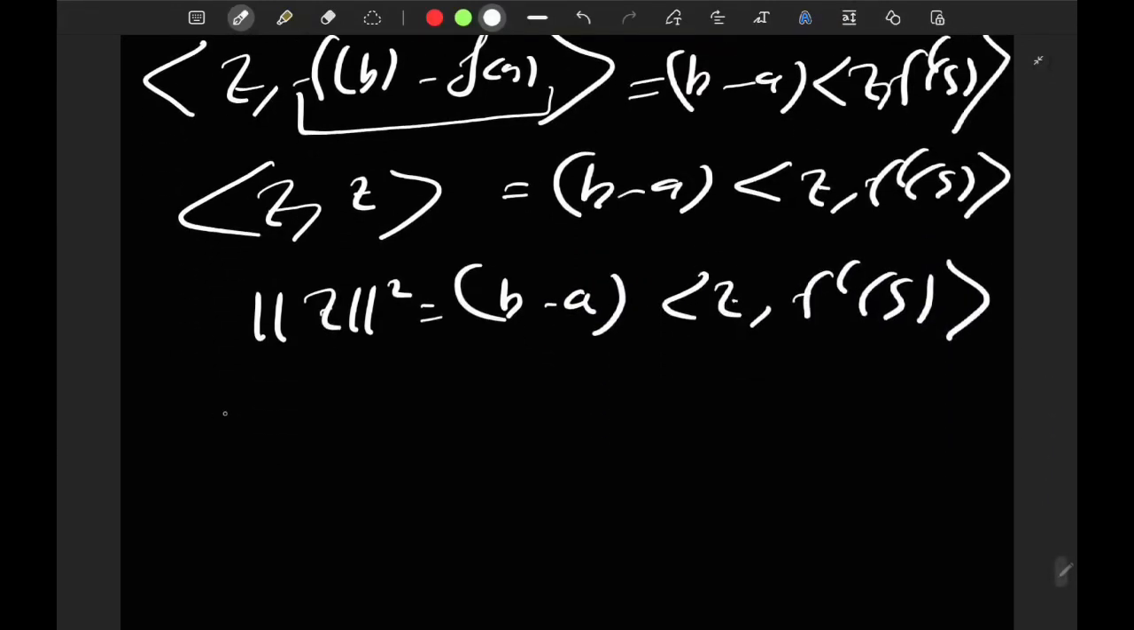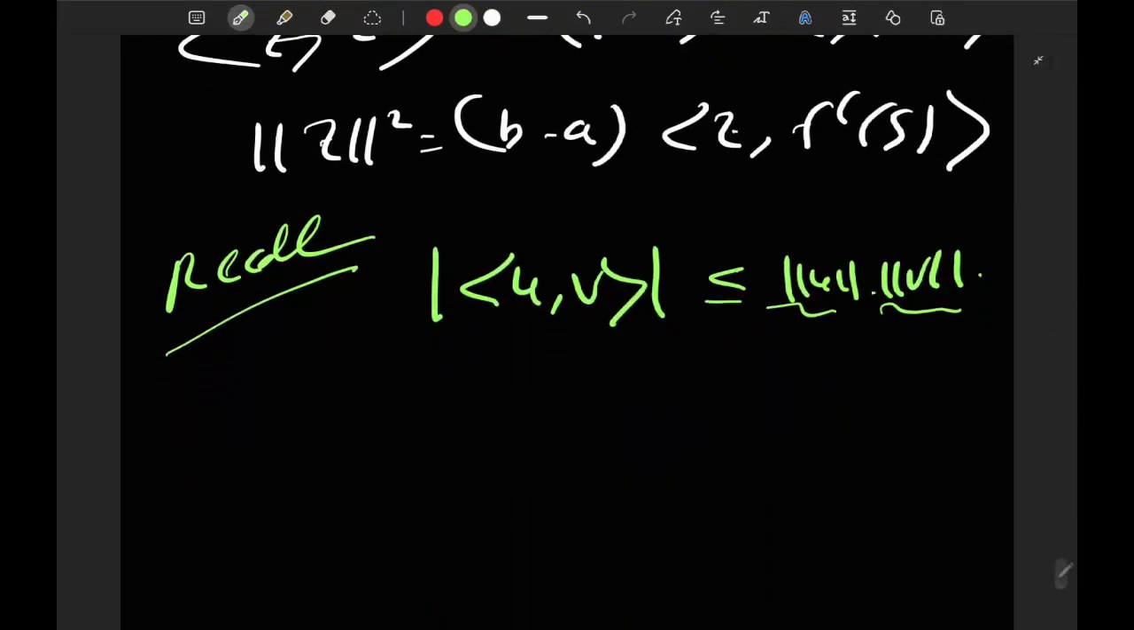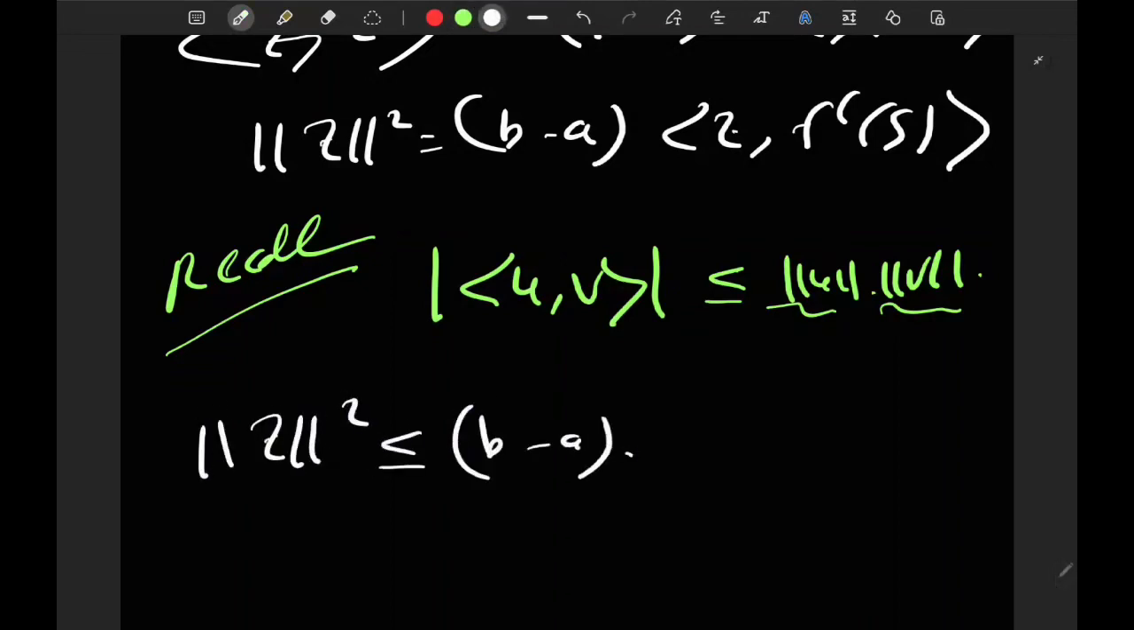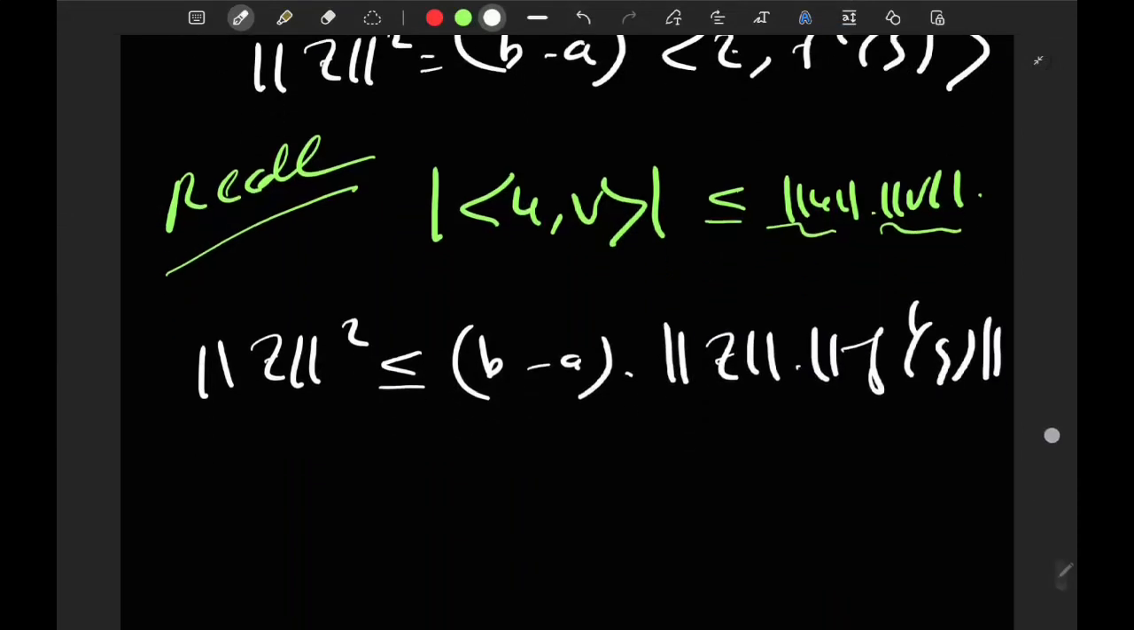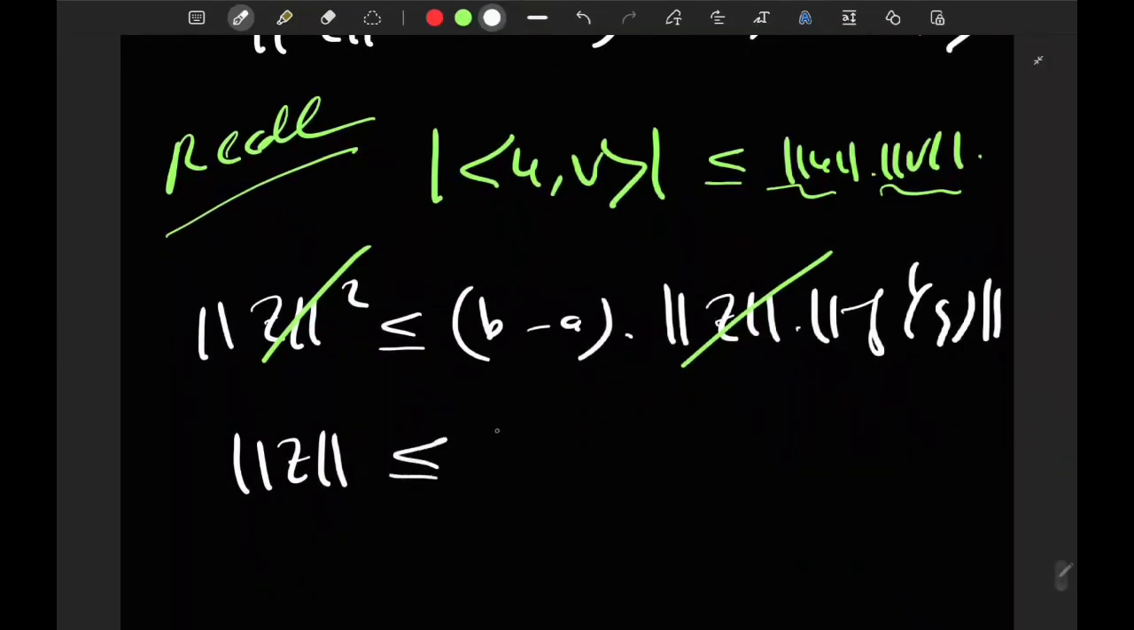Now, by Cauchy-Schwarz, recall that if you are in an inner product space, then the inner product of u and v in absolute value is less than or equal to the norm of u times the norm of v, where the norms are given by the inner product. So you get that the norm of z squared is less than or equal to b minus a, because b minus a is positive, times the norm of z times the norm of f prime of psi. If you cancel the norm of z from both sides, you get that the norm of z is less than or equal to b minus a times the norm of f prime of psi.